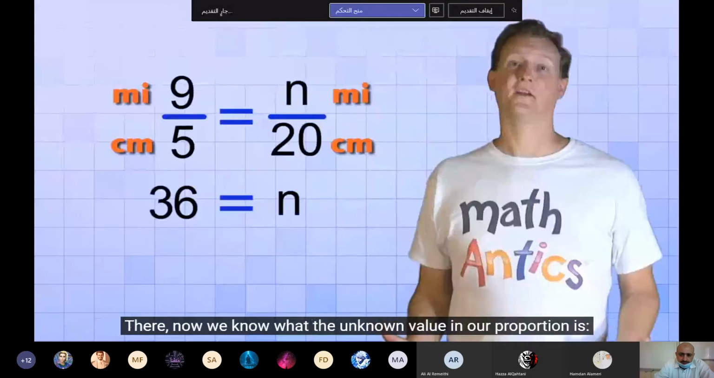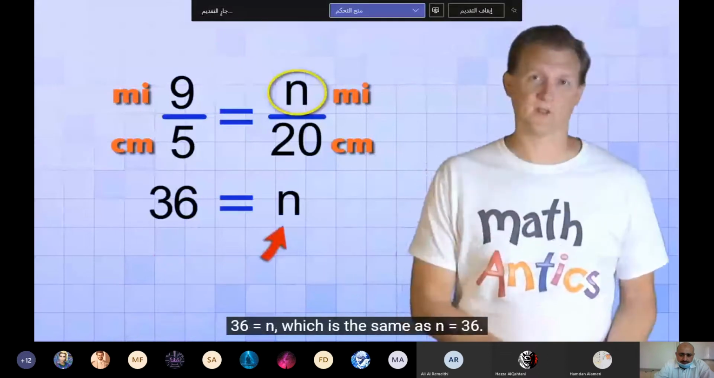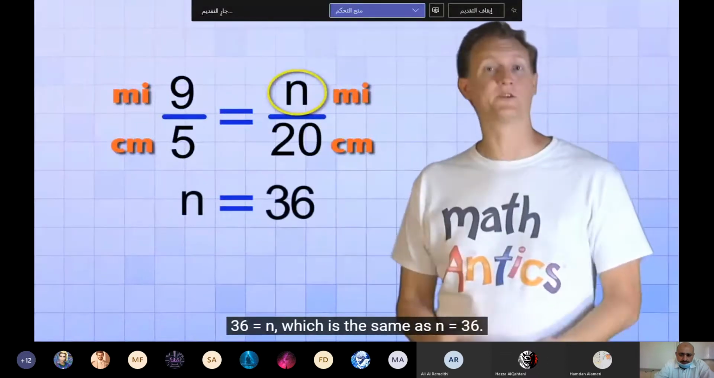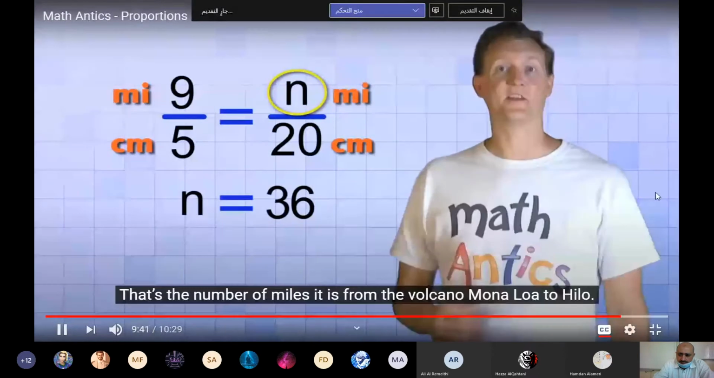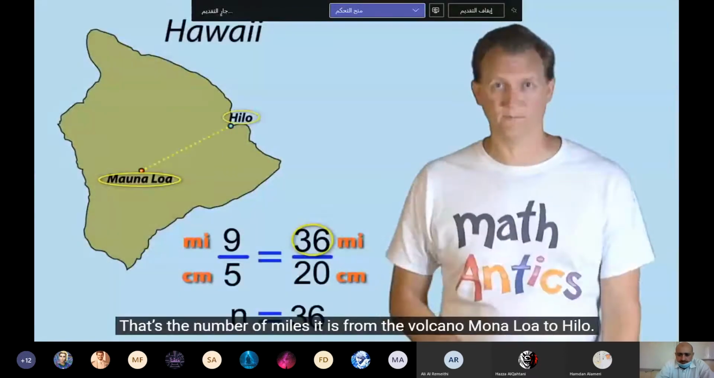There. Now we know what the unknown value in our proportion is. 36 equals n, which is the same as n equals 36. That's the number of miles it is from the volcano Mauna Loa to Hilo.